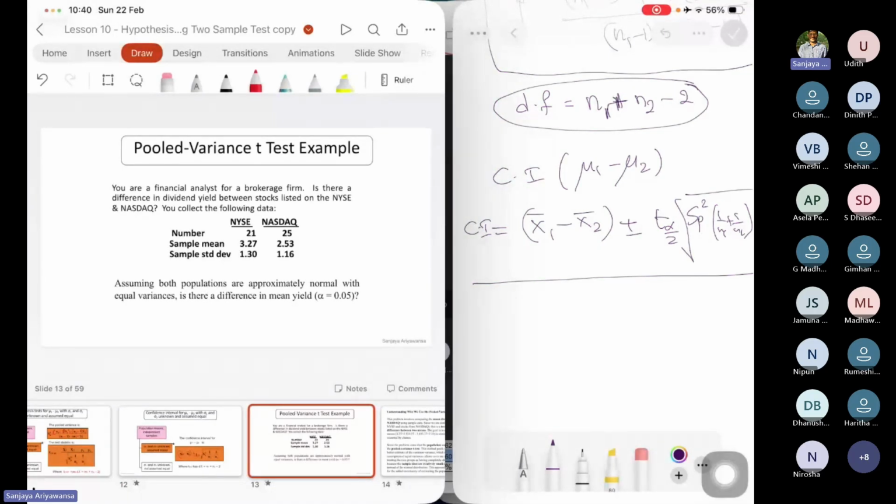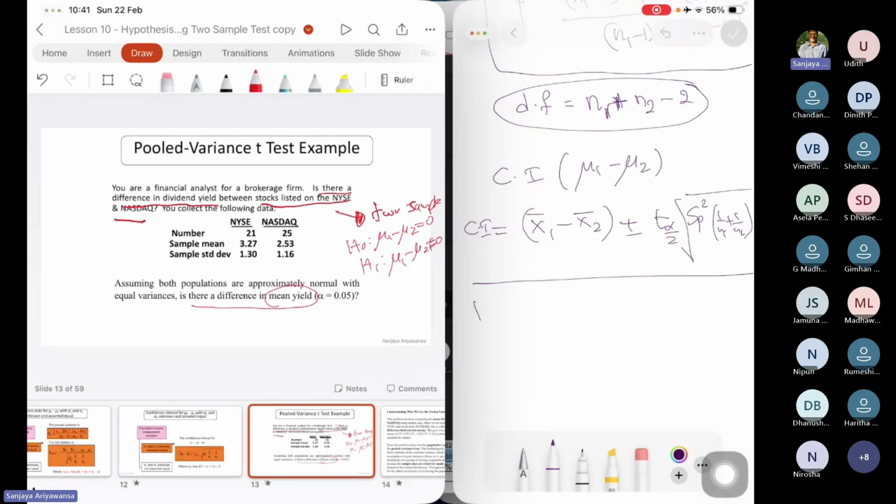Is there a difference? Now look at the question. Is there a difference in dividend yield between the stocks listed on NYSE and NASDAQ? So that tells me that we're looking at two samples. So it's a hypothesis test for two samples, and they're asking whether there is a difference in yield between these two samples. Is there a difference between the mean yields? They're asking whether this is equal to 0 or whether there's a difference between the two. That is what they're asking.